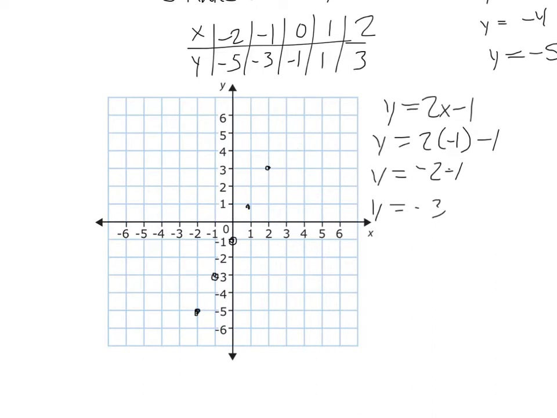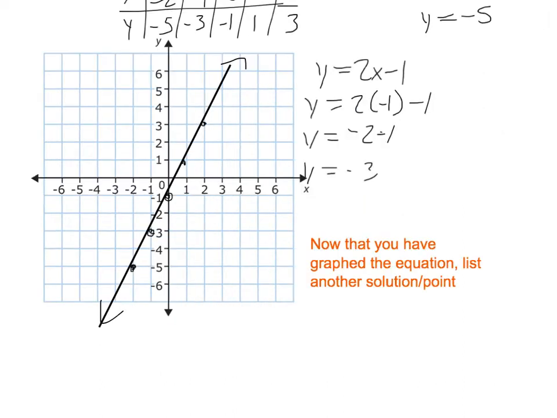So what we can do is actually just take a line and strike it right through. See if I got it. It's not bad, but it's not perfect. There we go. A little adjustment. And there you go. We've actually just graphed that linear equation by making a table. And so just one more little extension here. Now that you've graphed this equation, list another solution or point. So take a second to think about that.